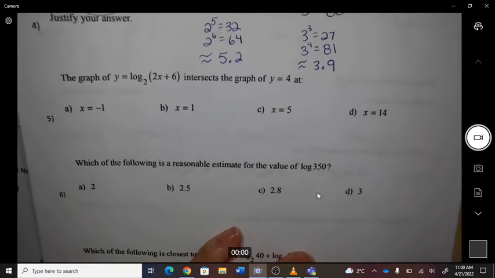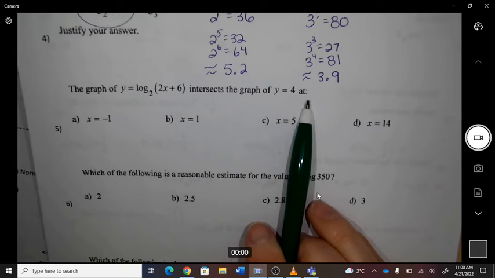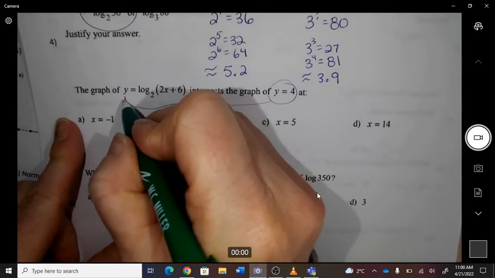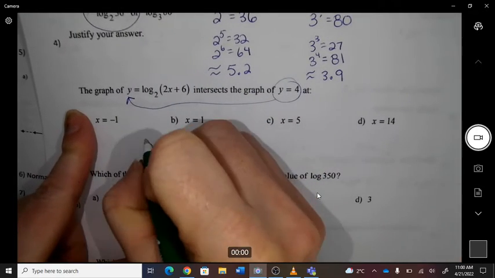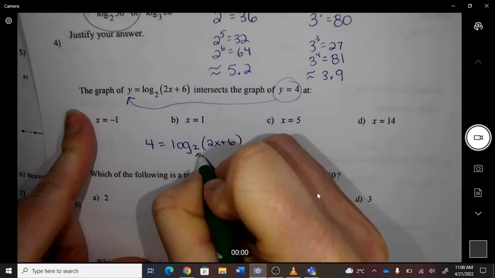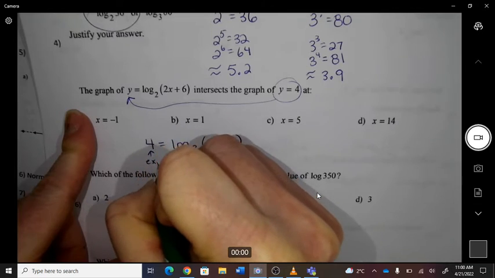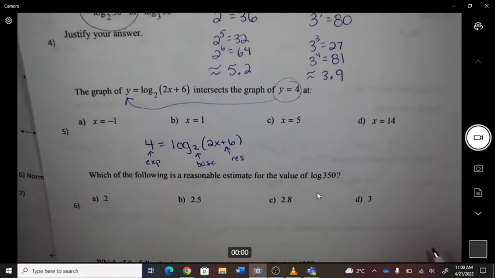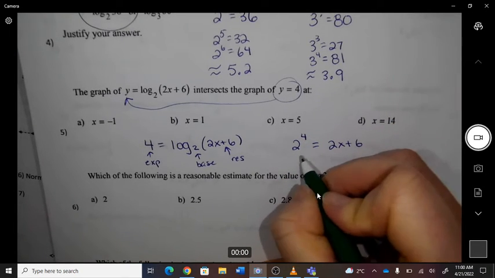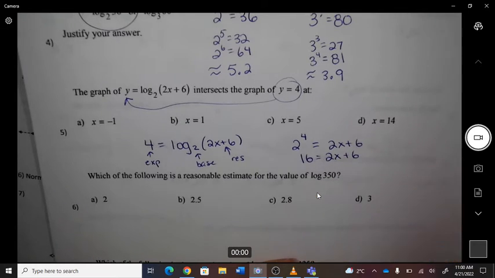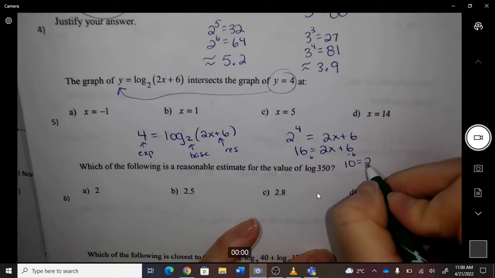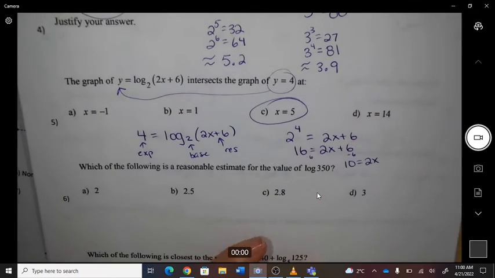This graph intersects the graph at y equals 4 at what? So I'm going to replace the y with 4. So base, exponent, result. So 2 to the exponent 4 equals that result. So that's 16. Now algebra, I'm going to subtract 6. So 10 equals that. Therefore, x equals 5.